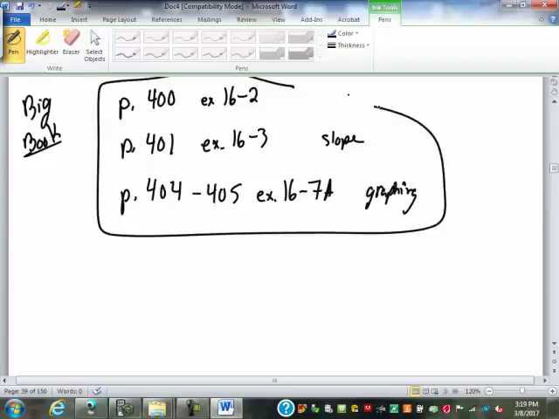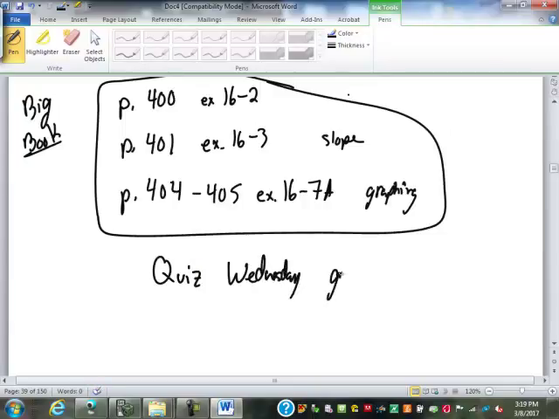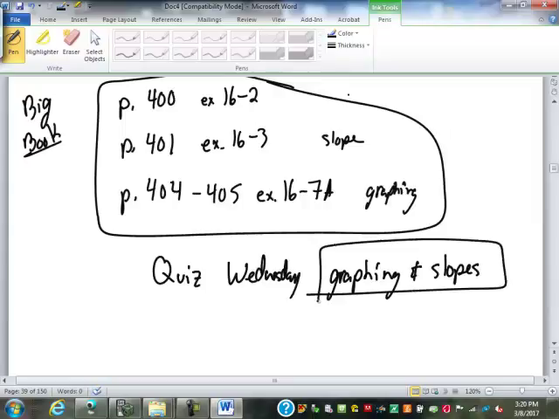Like I said, on Wednesday there will be a quiz on graphing and slopes. Just like we did on that worksheet, you will need to be able to fill in that table to graph something that's not a line. You will need to understand what the slopes mean and how to write an equation off of a graph. Okay, so I'll let you guys have the last 9 minutes here to work on those.